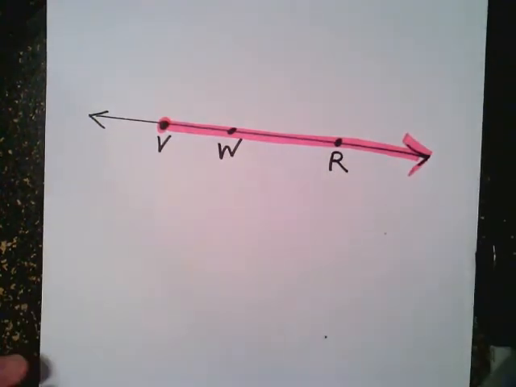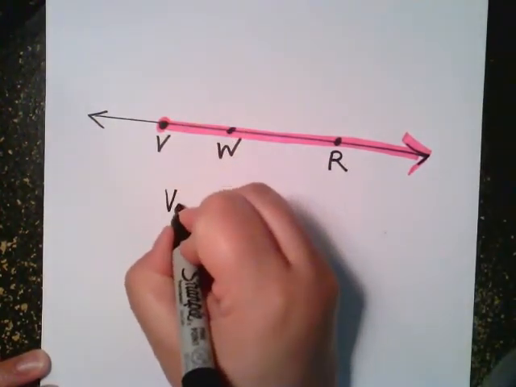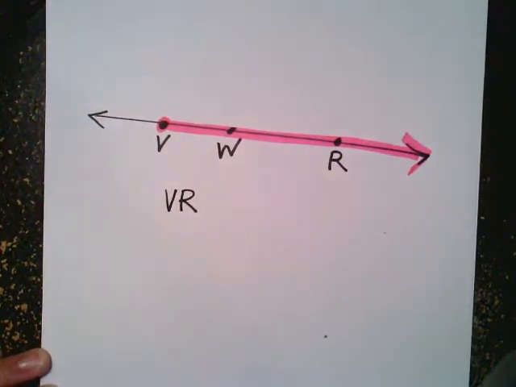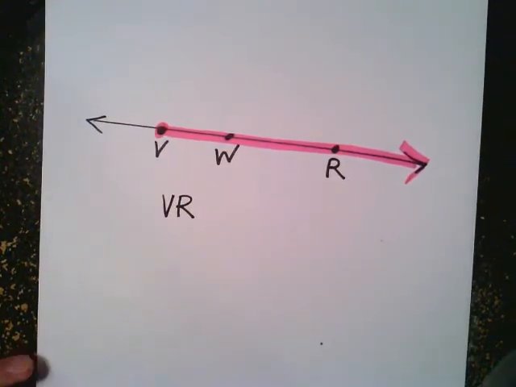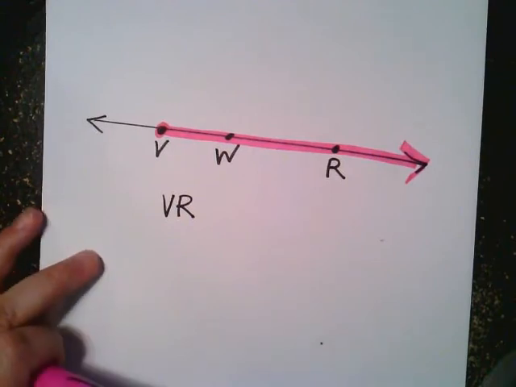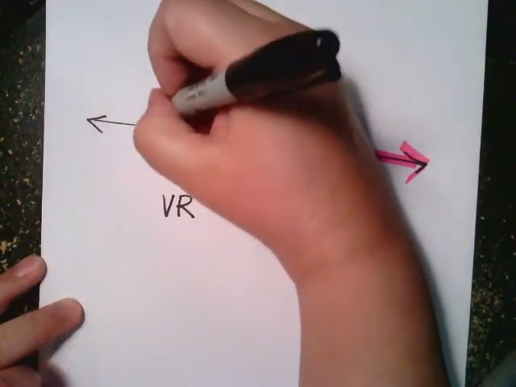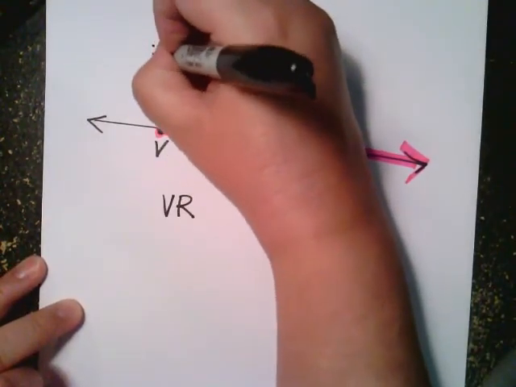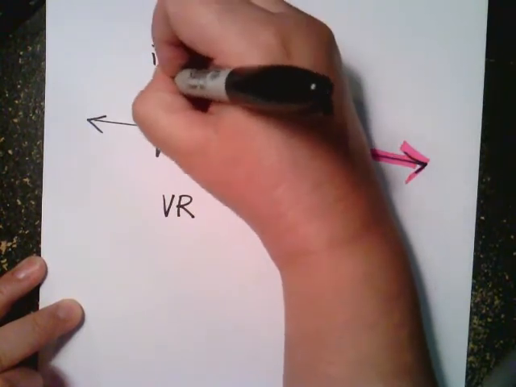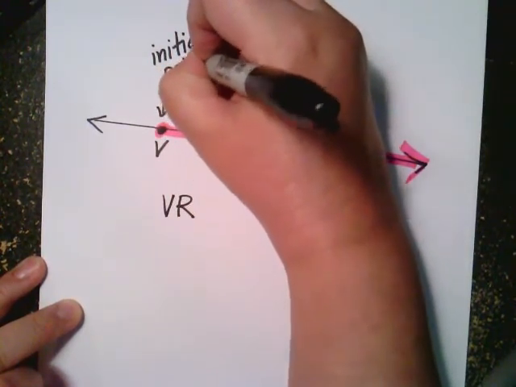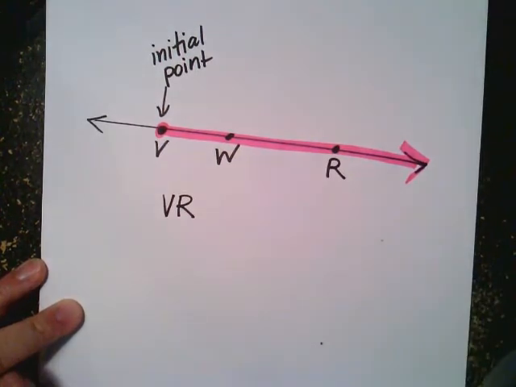All right, so what I have just highlighted here is ray VR. The point that is not on the continuous side, the point that is on the side where it stops, is called the initial point. So it has an initial point, and then it keeps going in one direction on the line. Now, ray names you have to be a little bit more careful with.